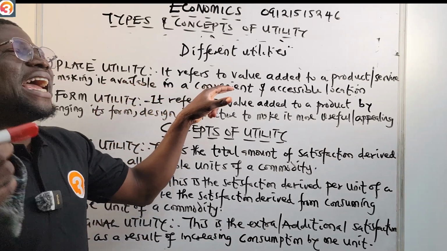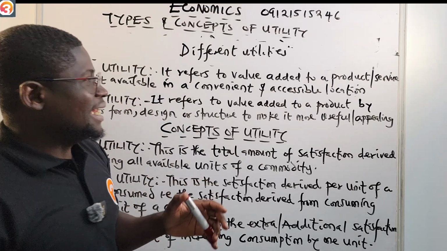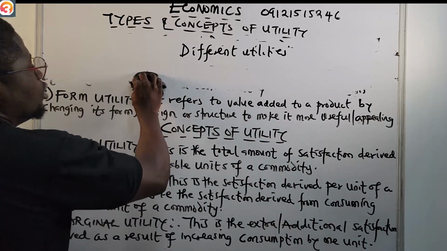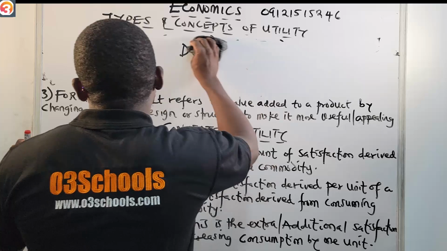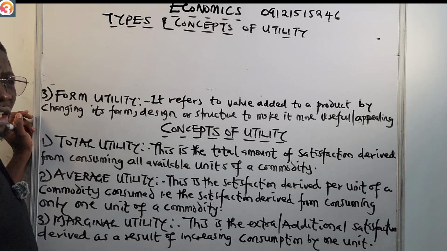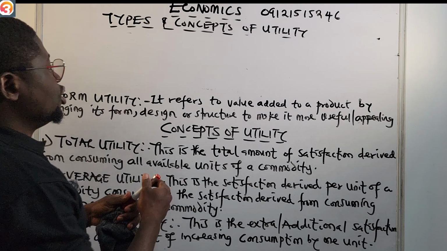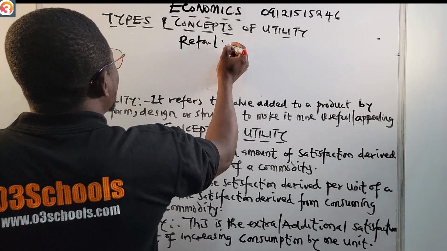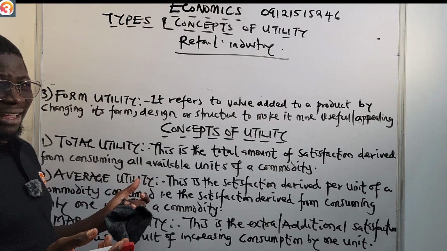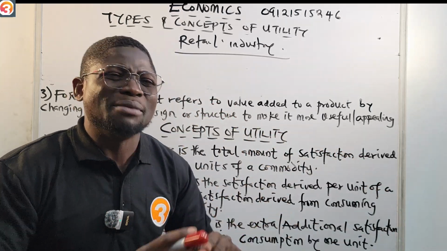So that's why I say it refers to value added to a product or service by making it available in a convenient or accessible location. Also, there are some industries that have this place utility, for example, our retail industry. Anytime in your online stores, you can order anything. They've already placed things there for your convenience, and anytime you need them, you order for them.